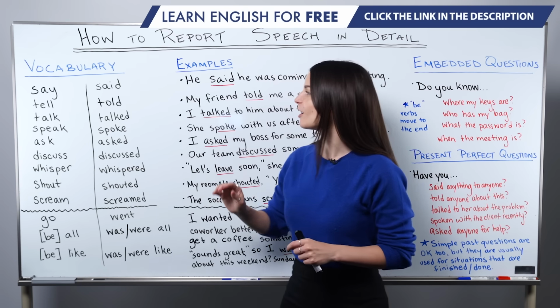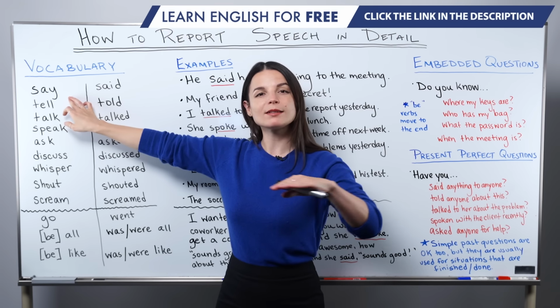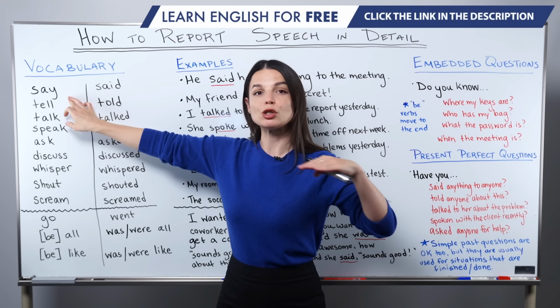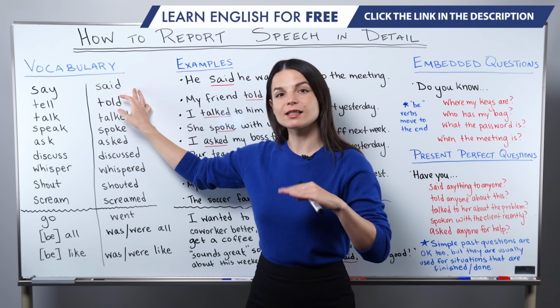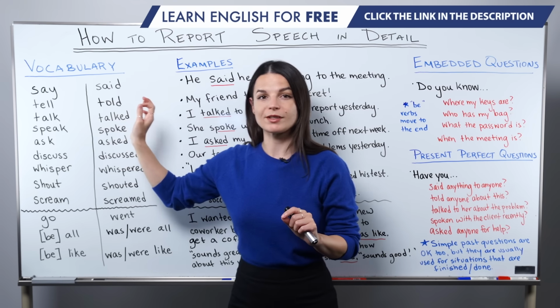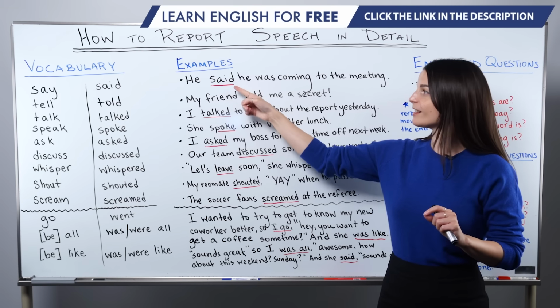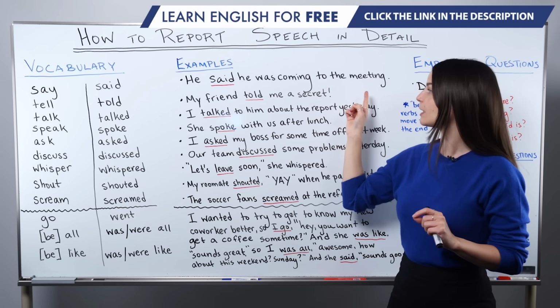So let's begin with the first verb, say. Say is the most basic way to report speech. It's a very neutral verb choice. The past tense form is said, not "sayed", but said. Let's look at an example sentence. He said he was coming to the meeting.